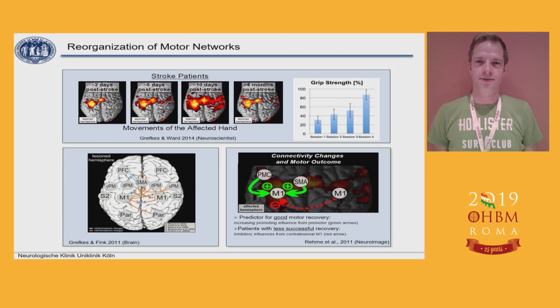And alongside with this, we also see that connectivity changes. And the best predictions for motor outcome in this group was an increase of connectivity in the ipsilesional hemisphere, so the lesioned hemisphere, with an increase of activity or connectivity from premotor areas to the motor cortex of the lesioned hemisphere, while those patients who develop over time a negative influence from the healthy hemisphere to the lesioned hemisphere are those patients who make less successful recovery.